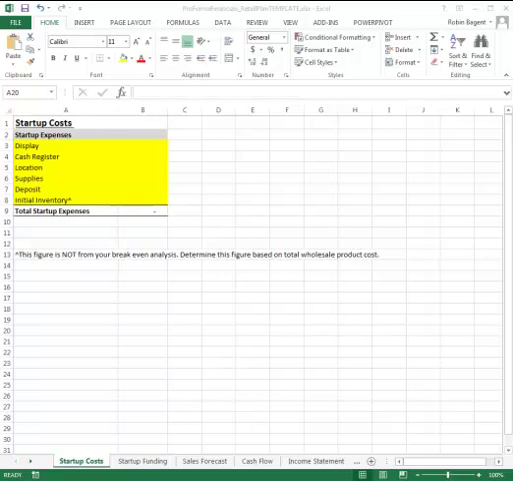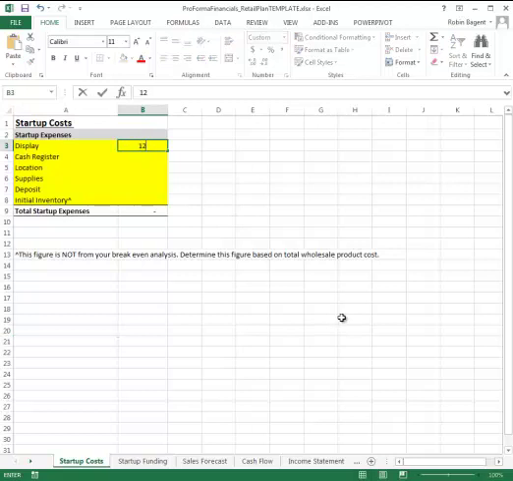We are going to be developing the financial pro forma sheets that you need for your project. In the first tab is startup costs. So in this case, we're going to be bringing the items forward and combining them for the most part in the break-even analysis worksheet that you did.